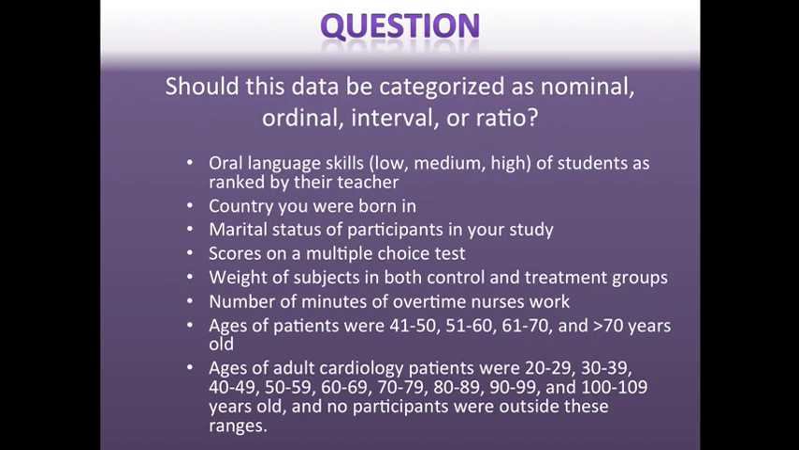Okay, so I'm assuming you've had some time to think about it, and you've tried to figure out what was what. So oral language skills. In that case, when it's a ranking by the teacher, you have a low, medium, and high. Well, in this case, the intervals, it's kind of hard to assess whether low is equal to medium or high. These intervals might be substantially different. It's also kind of a bit of a fuzzy ranking, right? So I would typically describe this as being ordinal data.